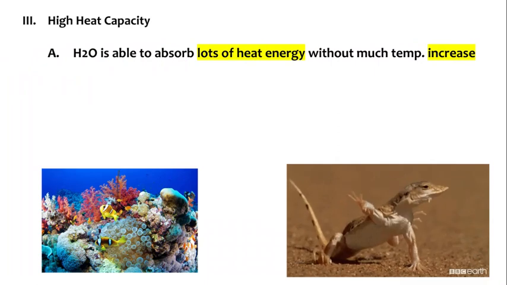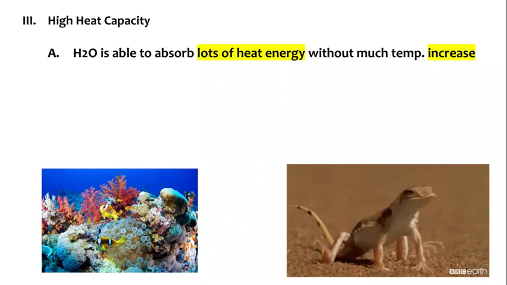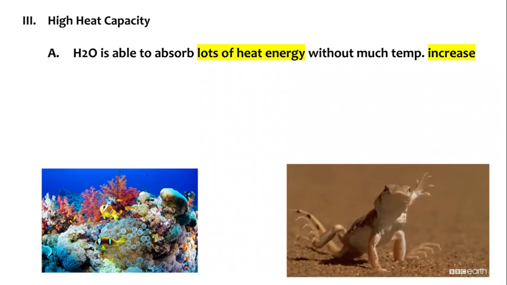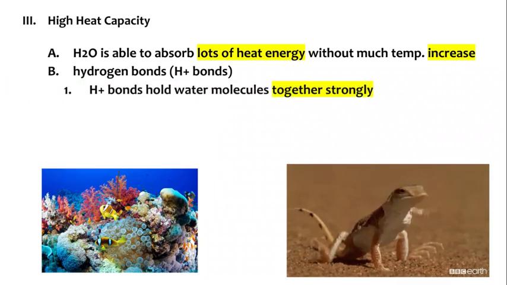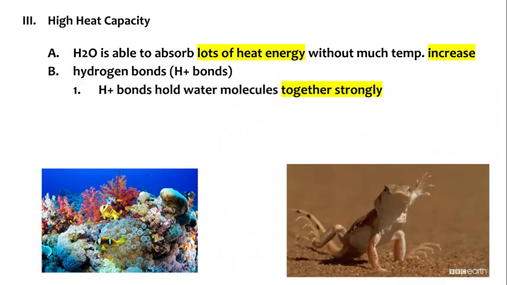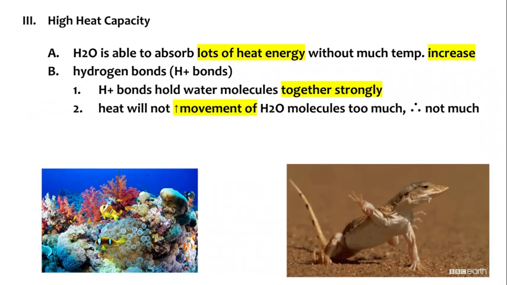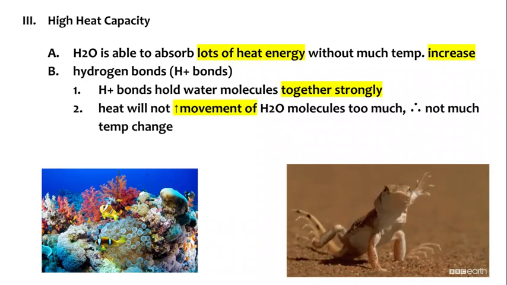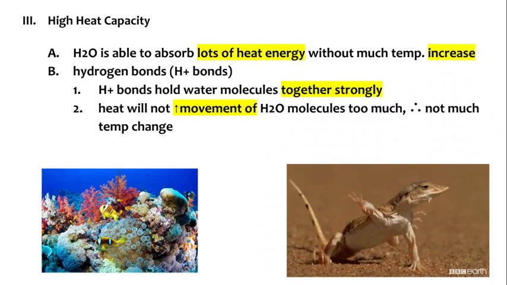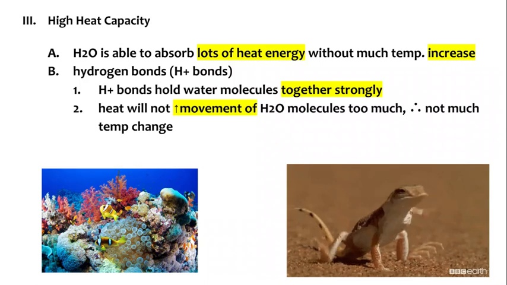So water is able to absorb lots of heat energy without much of a temperature increase. It's not like the sand, where sand has a very low heat capacity or low specific heat, so it heats up very, very quickly. Water does not. Those hydrogen bonds hold the water molecules together quite strongly, and because of that, the heat is not really going to cause much of an increase in the movement of water molecules. Therefore, there's not going to be much of a temperature change. It takes tons of heat energy to get large bodies of water to increase even just half a degree or 1 degree.